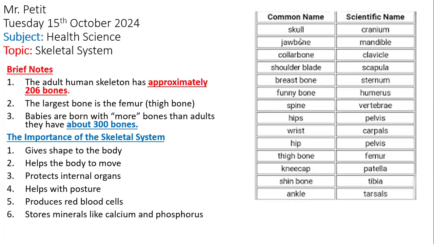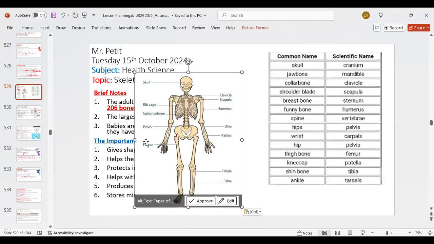So the collarbone, what's the scientific name for the collarbone? That's gonna be what? Clavicle. Very good. That's the clavicle. And what's the scientific name for the shoulder blade? That's gonna be scapula. And for the breastbone, what's the scientific name for breastbone? Sternum. Let me just show you all that in the image.